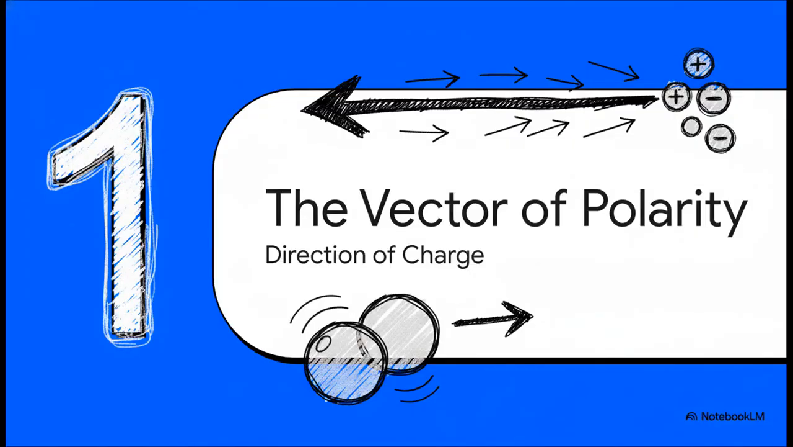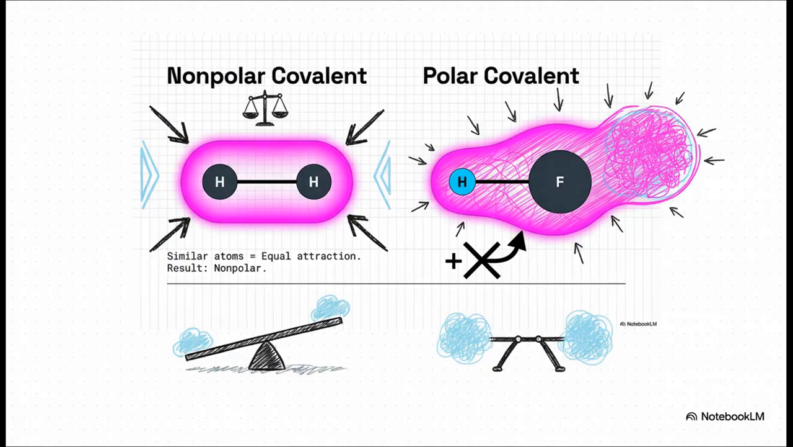So, if bonding is a spectrum, how do we figure out where a specific bond falls on that scale? Well, we start by looking for something called the vector of polarity, which is really just the specific direction that the electrons are being pulled. And this slide shows the two scenarios perfectly. So over on the left, you see a nonpolar bond between two hydrogen atoms. Think of it like a perfectly balanced tug of war for electrons. Nobody wins.